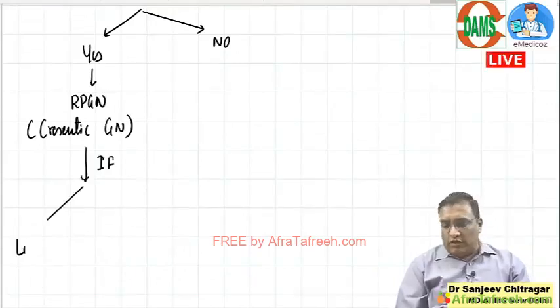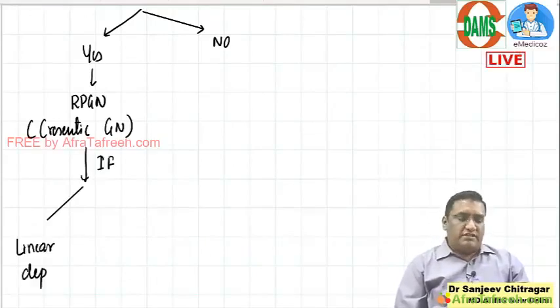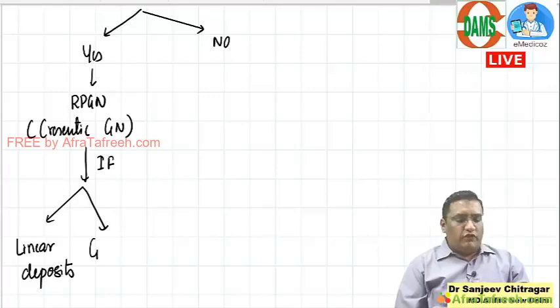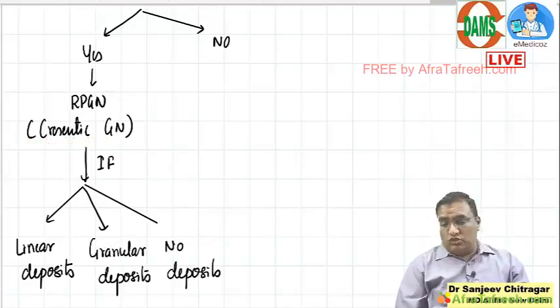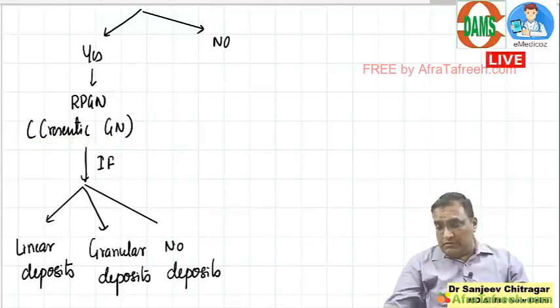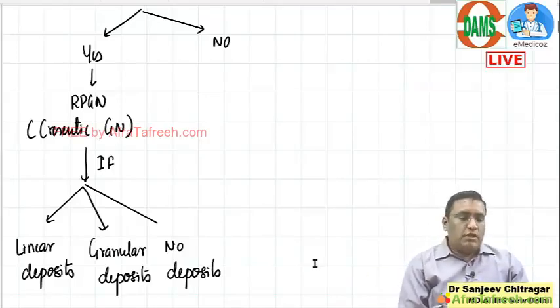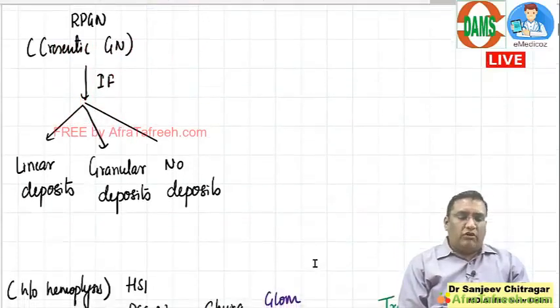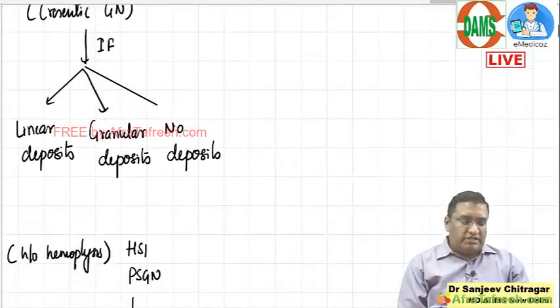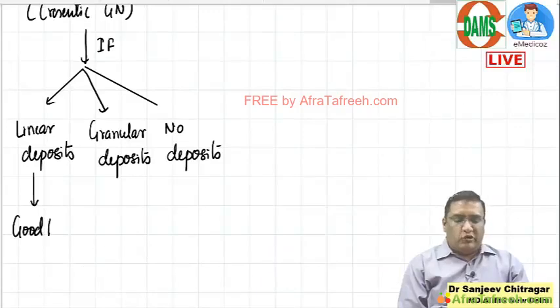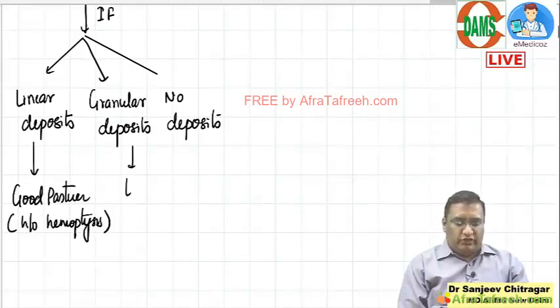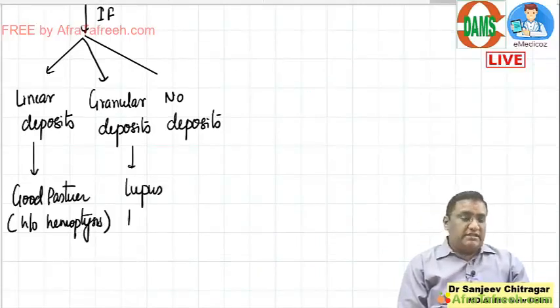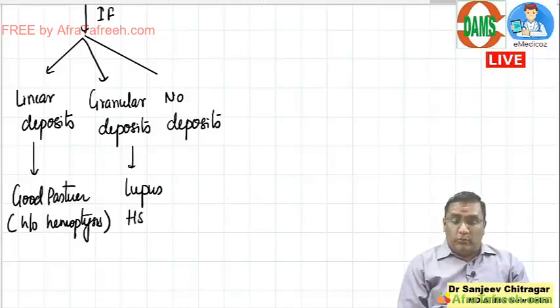I will look for immunofluorescence. Immunofluorescence shows linear deposits, granular deposits, or no deposits. Light microscopy will always show crescents. So that is how I will differentiate. Linear deposits, the only diagnosis I can think of is Goodpasture syndrome. Other clinical words they would have given as a hint will be hemoptysis. Next, granular deposits could be lupus or could be HSP.